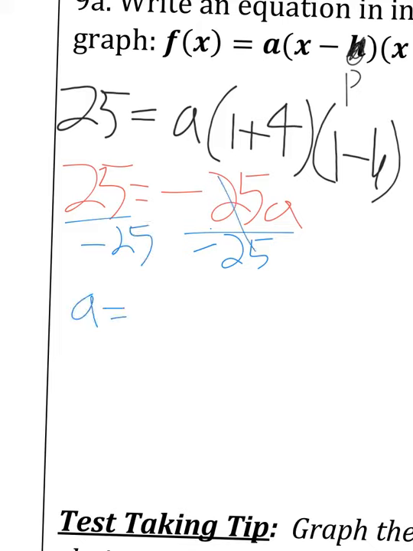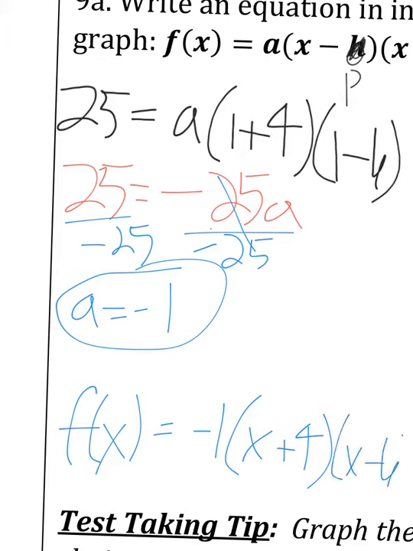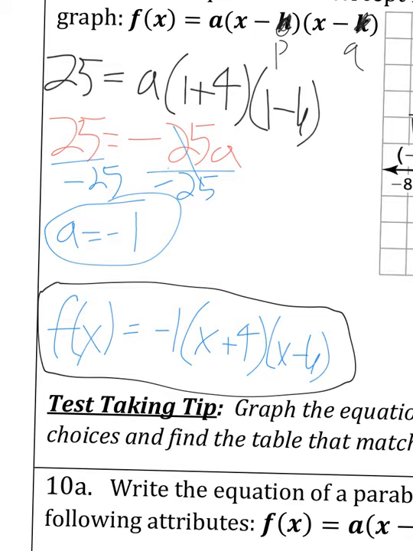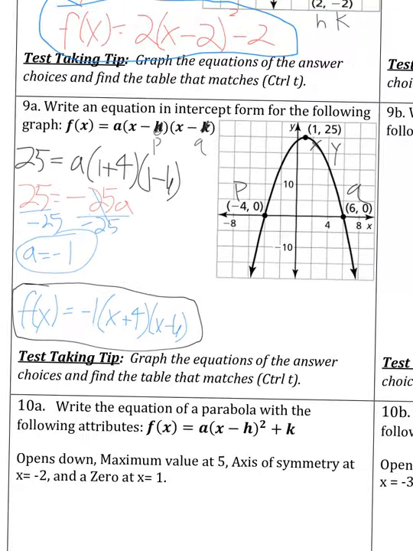So if a is equal to negative 1, then our equation is simply f of x equals negative 1, parentheses, x plus 4. Right? These numbers stay there, the plus 4 and the minus 6. And then x minus 6. And then just to reiterate the test-taking tip, you can graph your answer choices and then press Control T, and you'll find those 3 points in the table. If you don't, it's not the right answer.